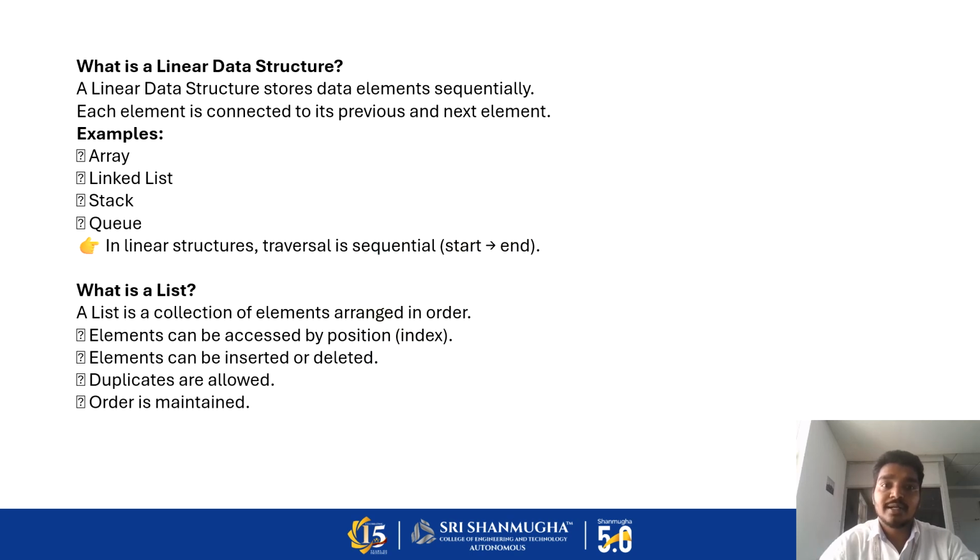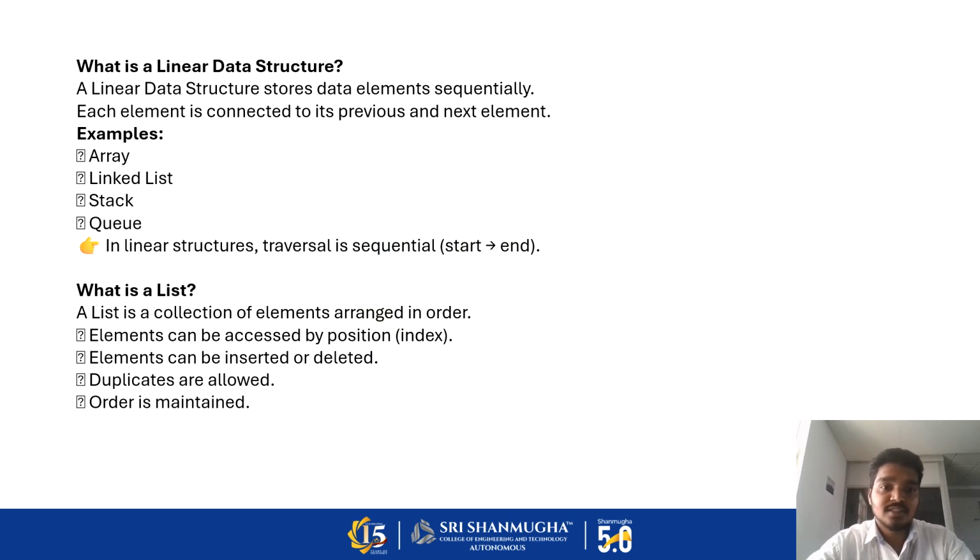If each element is connected to the previous element, that is called a linear data structure. For example, we see array, linked list, stack and queue. A linear structure is traversed sequentially, for example from start to end. That is called a linear data structure.